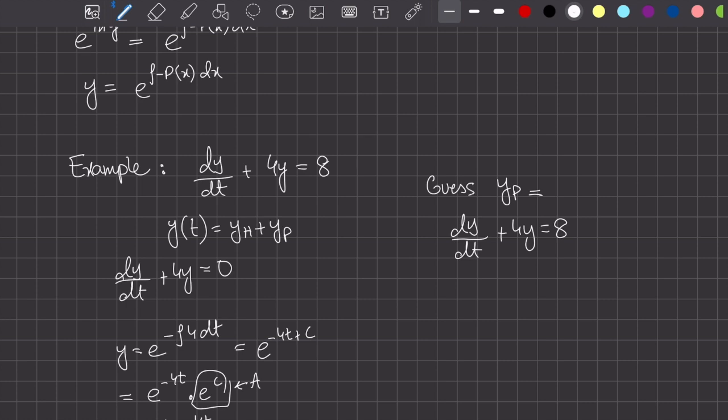We need a value of y that makes the left side equal to the right side. The right side is just a constant, 8. Then we guess a constant for the value of y particular as well. yp equals 2 fits the requirement, as the derivative of 2 is just 0, so the first term here is 0, and 4y becomes 4 times 2, or 8. Therefore, our complete solution is a times e power negative 4t plus 2.